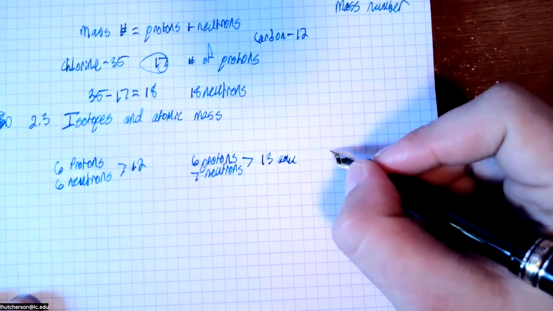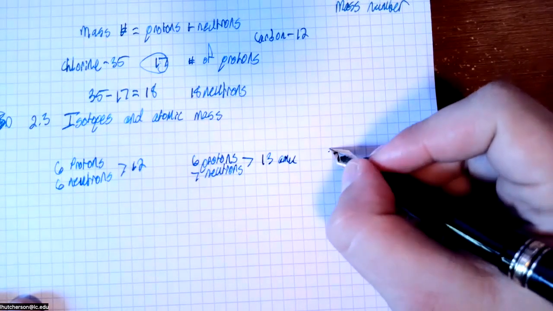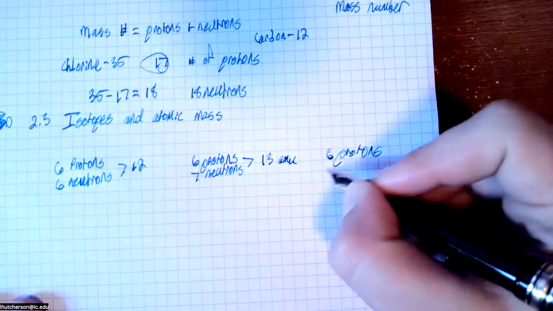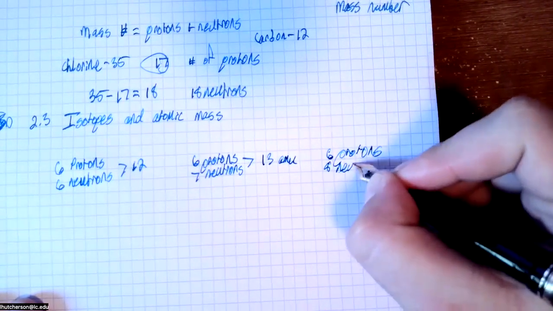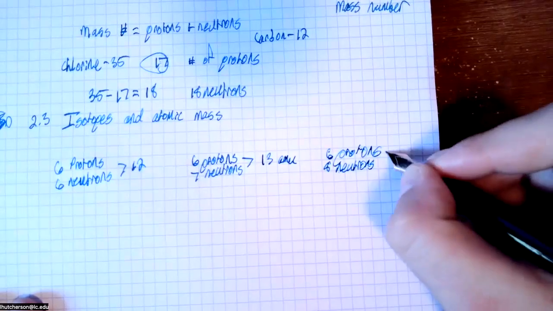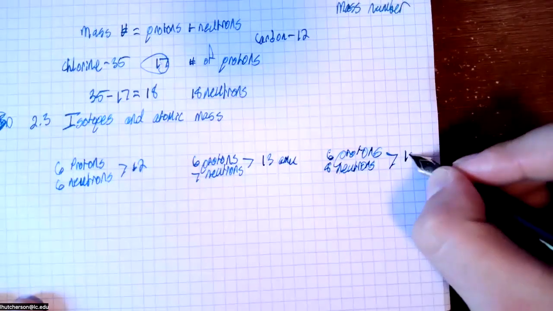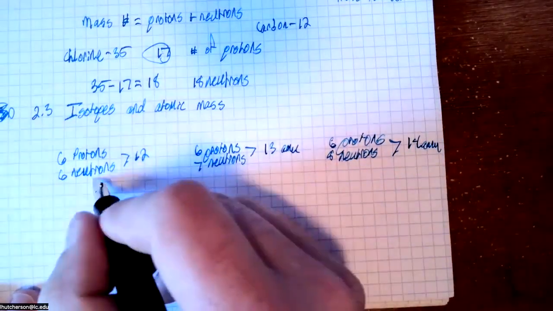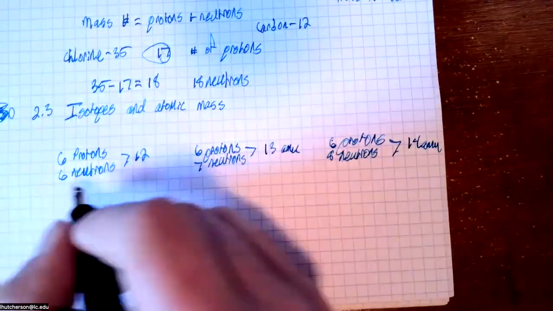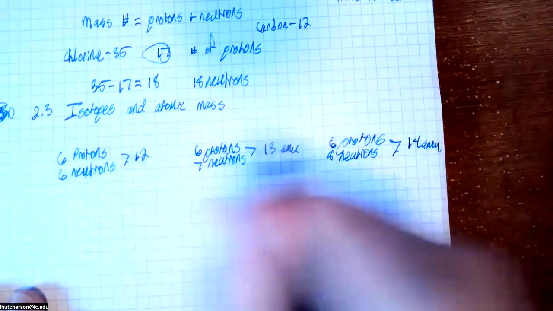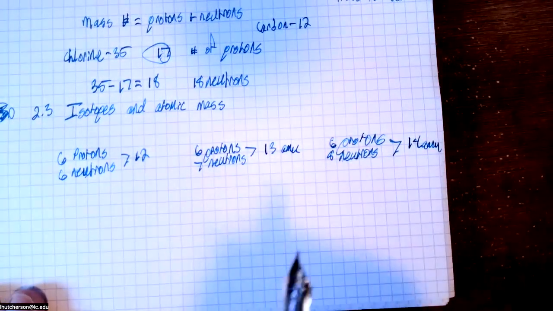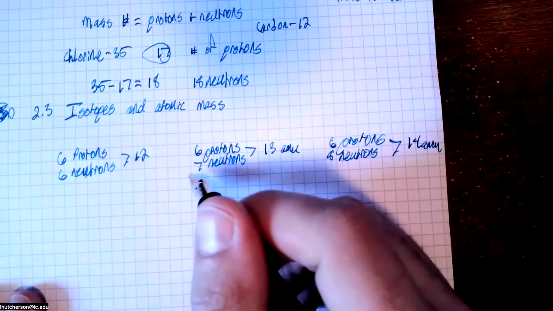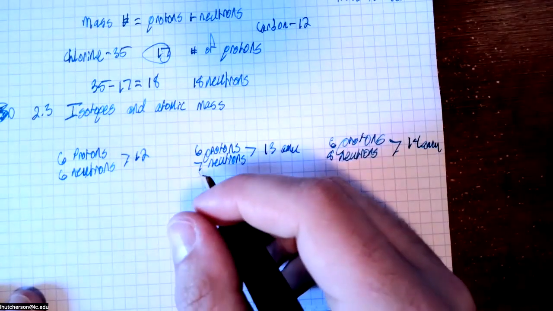Right? And then let's say that I had 6 protons and 8 neutrons. This is now going to have a mass of 14 AMUs. All right. Now, all 3 of these are carbon. They all have 6 protons. They have to be carbon. But they are not exactly the same atom.